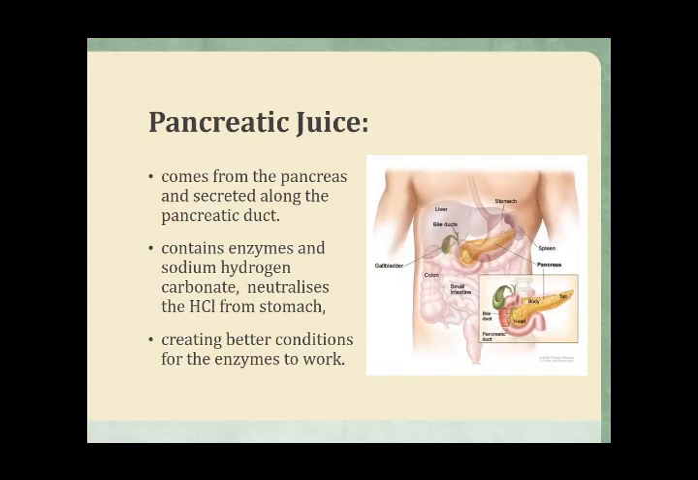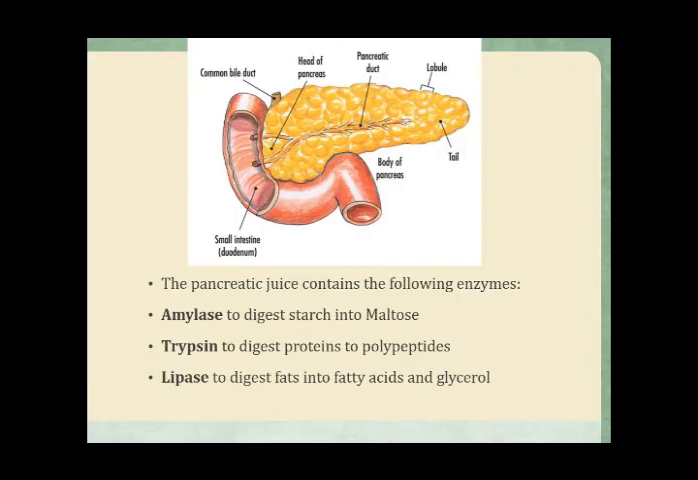Pancreatic juice is juice that comes from the pancreas. It is the inverse of the stomach, so it is much more alkaline, not acidic, and it also has enzymes and sodium hydrogen carbonate. Hydrogen carbonate is the alkaline. Pancreatic juice contains the following enzymes: amylase for digesting starch into maltose, trypsin, which breaks proteins into peptides, and lipase to digest fats to fatty acid and cholesterol, meaning that all of these enzymes break down your food into its constituents.